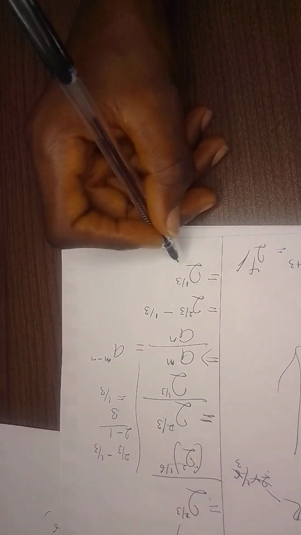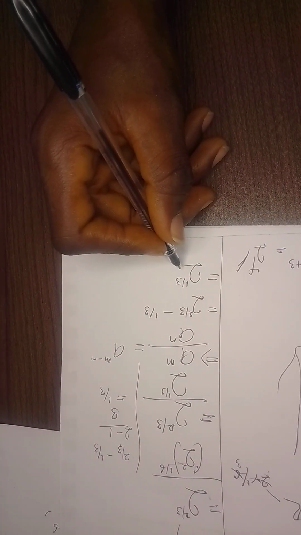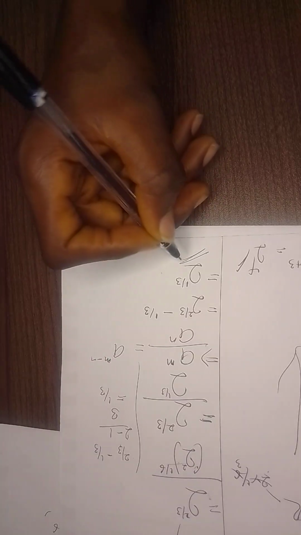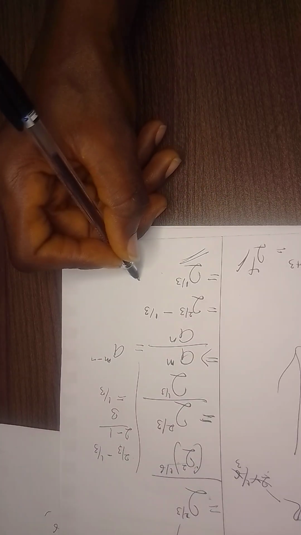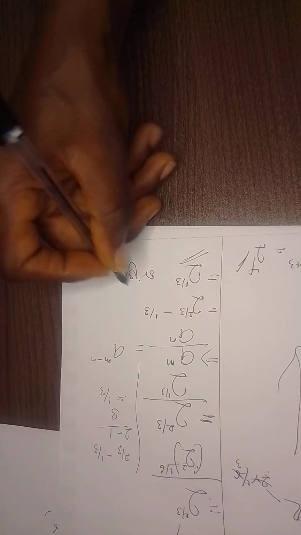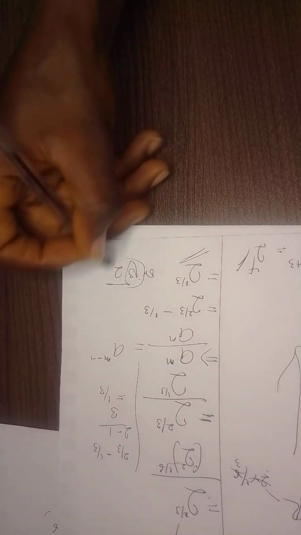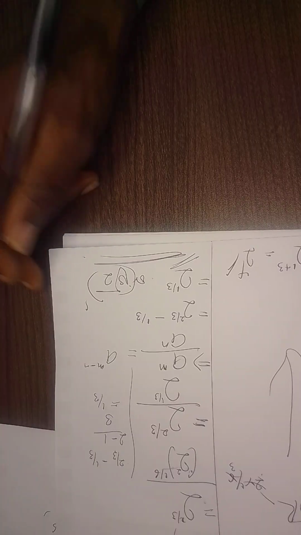So your final answer is 2 raised to the power of 1 over 3, which you can leave like this, or you can write it as the cube root of 2 power 1. You can also leave it like this. So that's all I'll be solving on.